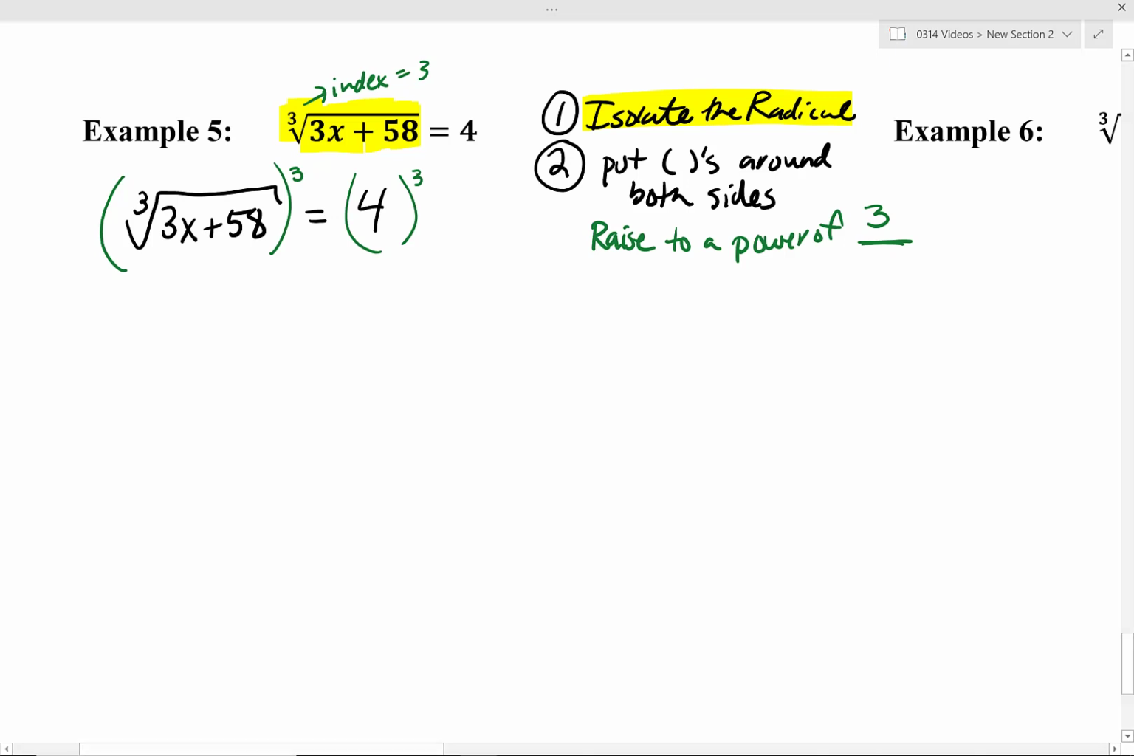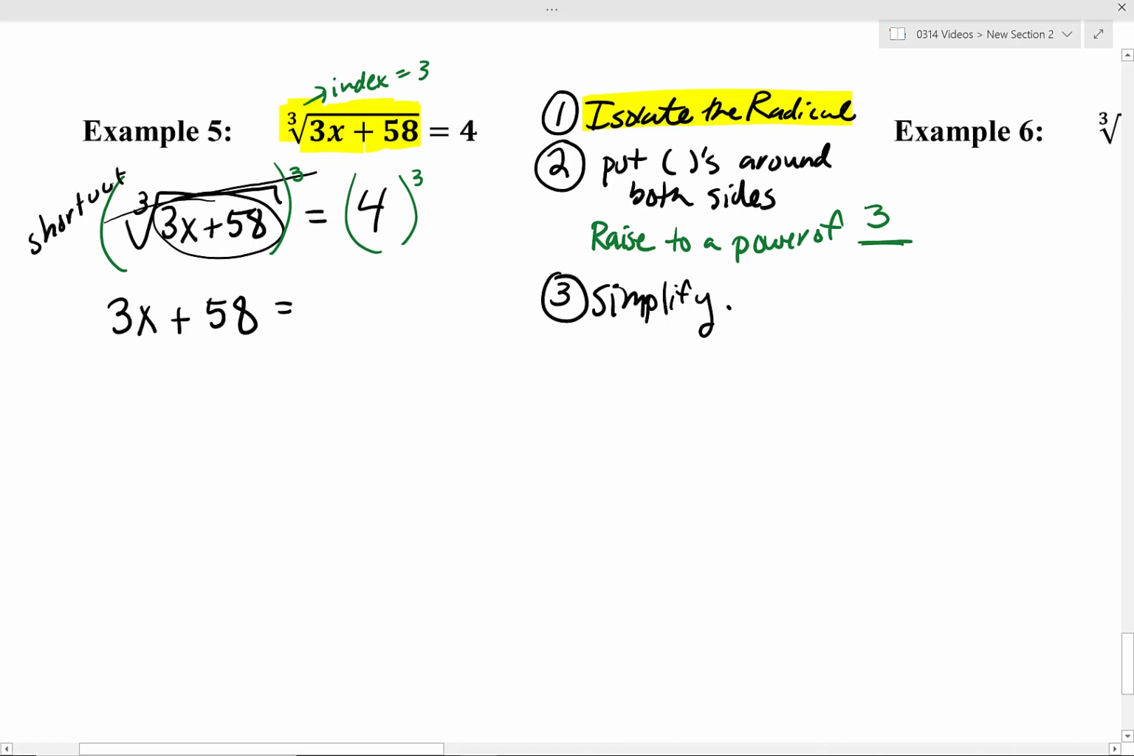Okay, we have the same basic principle when it comes to simplifying that we used before. So step 3, we want to simplify both sides. The power and the index both match, so they're going to cancel each other out, and we're left with what's underneath. So we're left with 3x plus 58. So that's using that shortcut again. If the power and the index match, they're going to cancel each other out, and we're left with just what's underneath. Okay, what is 4 cubed? 4 times 4 times 4. 4 times 4, 16 times 4, 64.